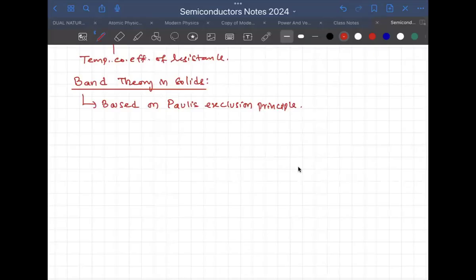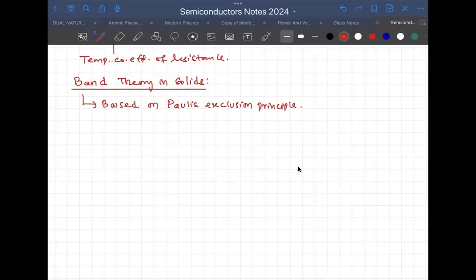For example, take a material whose atomic number is 10. So 1s2, 2s2, 2p6. This is how the electrons are distributed in various orbitals. The energies of electrons in an isolated atom cannot have arbitrary values, but their energy levels are quantized. So it will have a defined energy level.